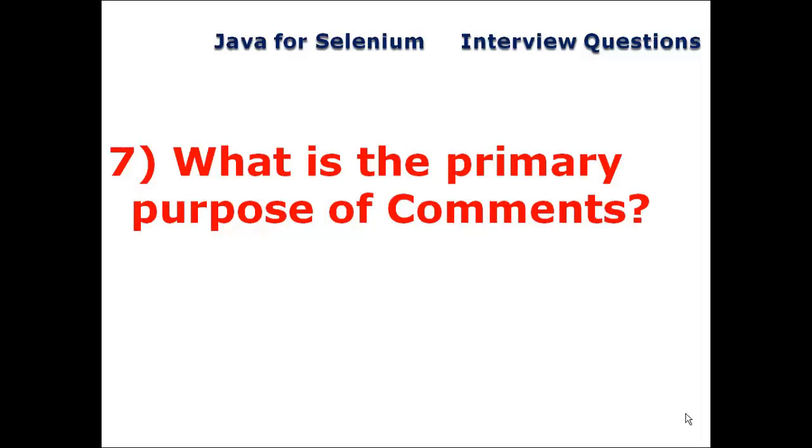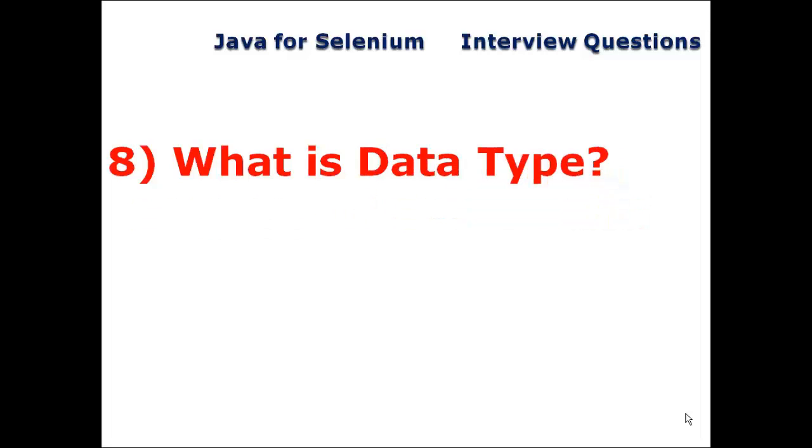Next, what is the primary purpose of comments? To make the code readable. Next, what is data type? Data type is a classification of the type of data that a variable or object can hold in computer programming.